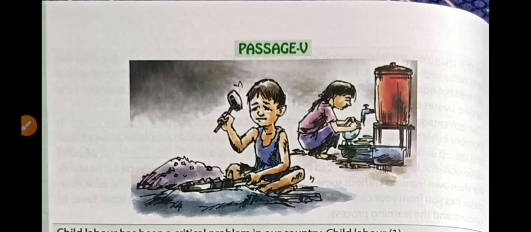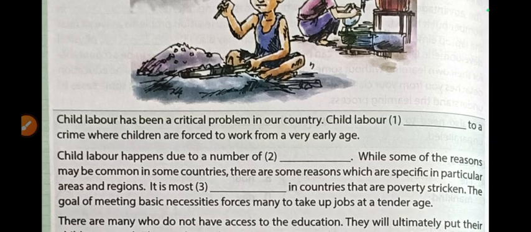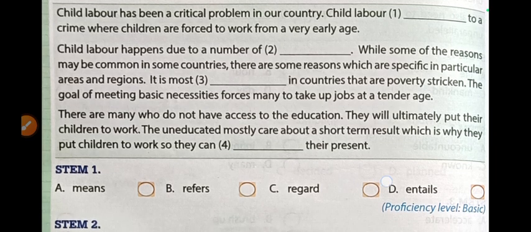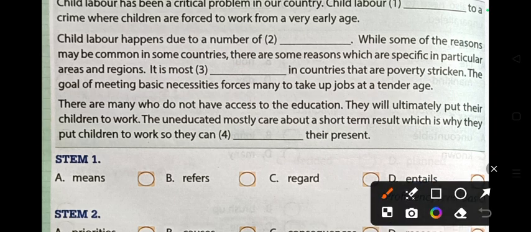And this is the last passage of category 3. You can see the picture, observe it. The picture is talking about child labor, right? Child labor has been a critical problem in our country. So what child labor refers to a crime. Child labor refers is the correct option. Child labor refers to a crime where children are forced to work from a very early age. Child labor happens due to a number of reasons, or there are many reasons. Okay, due to a number of reasons.